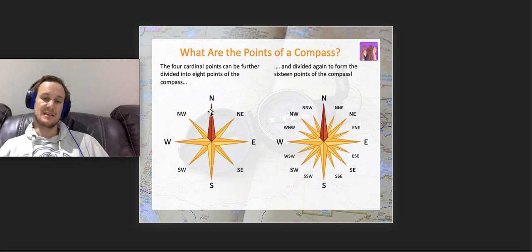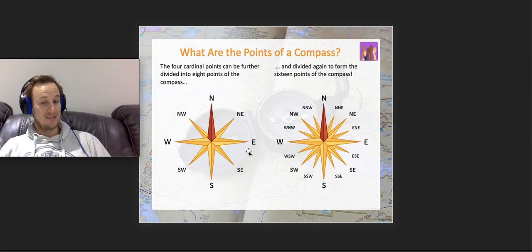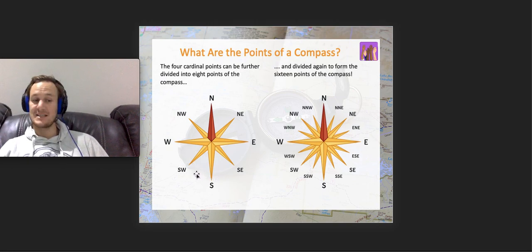Okay, so if something is slightly to the side of north and it's halfway in between north and east, it would be northeast, not east north. North always would come first. And if it's down the bottom and it's sort of between south and east, then we call it southeast. And if it's between south and west, down here, it's not west south, that would make no sense. It's southwest, and then here we have northwest.